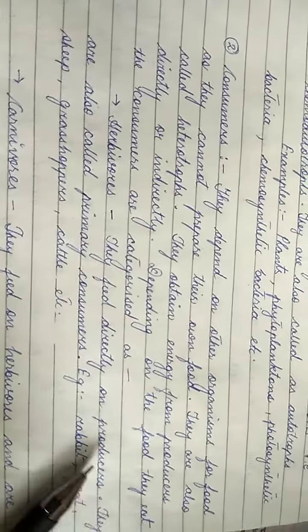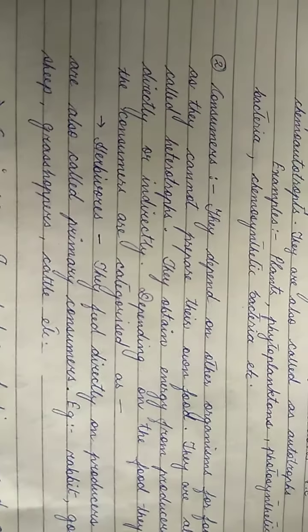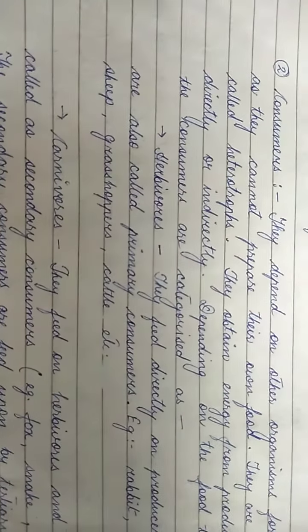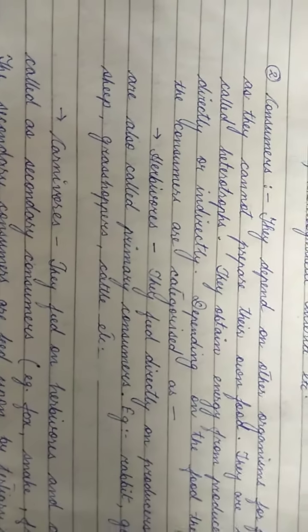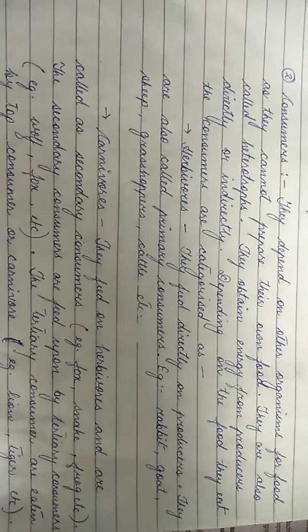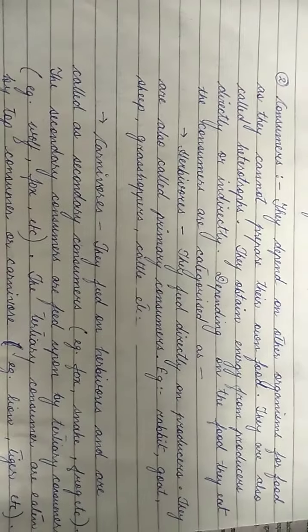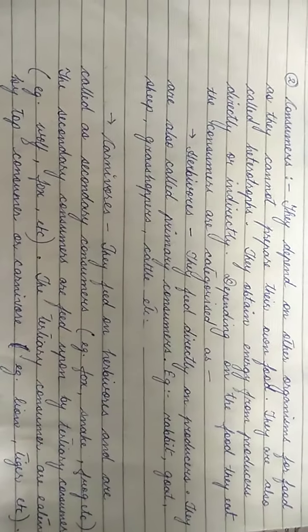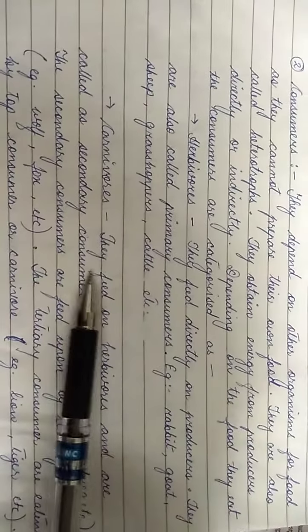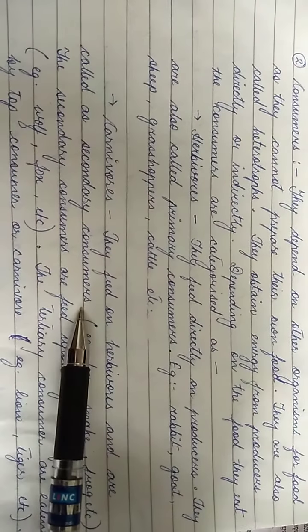Examples, all of you know, are rabbit, goat, sheep, grasshoppers, cow, buffalo, horse, elephant, etc. Next, carnivores. Carnivores are those organisms which feed on flesh. They indirectly depend on producers. They feed on flesh, or you can say they feed on herbivores for their living. They are known as secondary consumers.